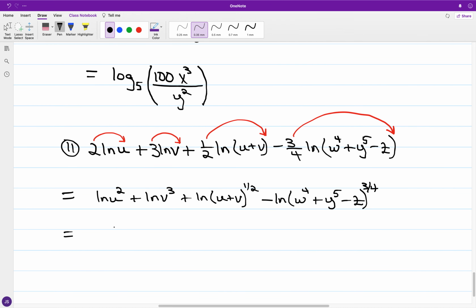Having shifted the coefficients over to exponent position, I can go ahead and consolidate. The first three terms are positive, so u to the 2nd, v cubed, and u plus v to the 1/2 are going to go to the top, and with the last term as a negative, this is going to go on the bottom.